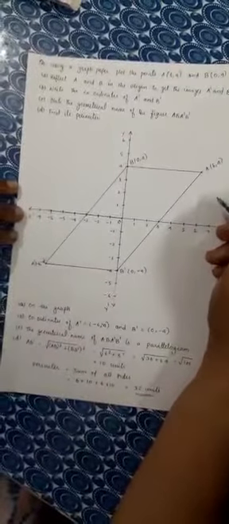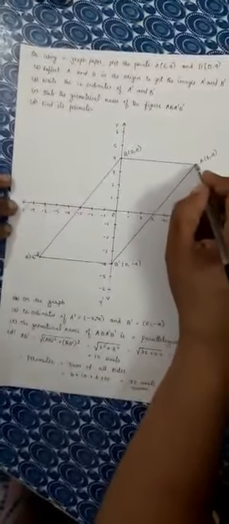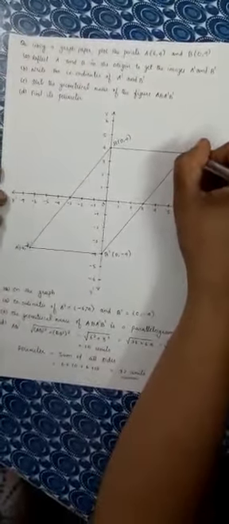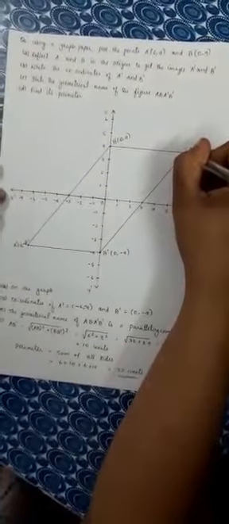Now, plot the points A 6, 4. 6 is on the x-axis and 4 is on the y-axis. Therefore, the point A 6, 4 is coming here. And the point B is 0, 4. That is 0 is on the x-axis and 4 is on the y-axis. Therefore, the point B 0, 4 is coming here.